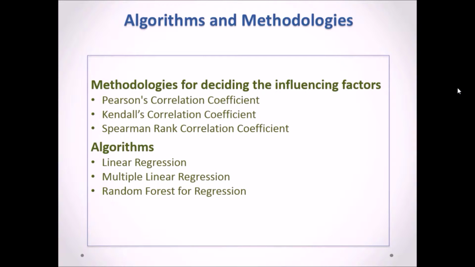For deciding influencing factors, we use methodologies such as Pearson, Kendall's, and Spearman's rank correlation coefficient. After deciding factors based on these methodologies, we created a regression model using different algorithms such as linear regression, multiple linear regression, and random forest algorithm, and compared these models with each other by calculating RMSE values for the test data.